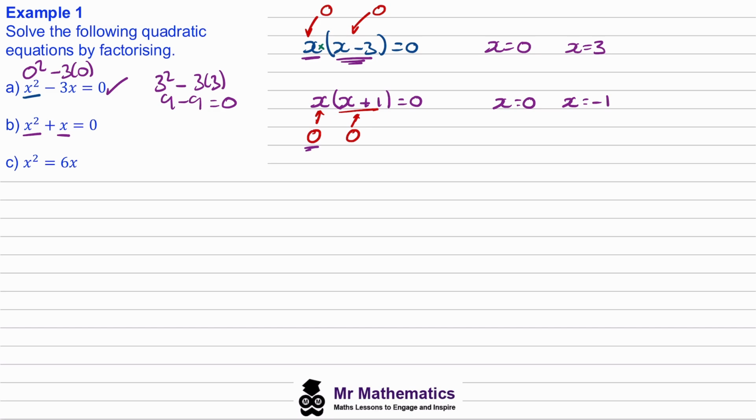Again, we can check this works. 0 squared add 0 is 0. Negative 1 squared is 1. Add the negative 1. 1 take away 1 does give us 0.